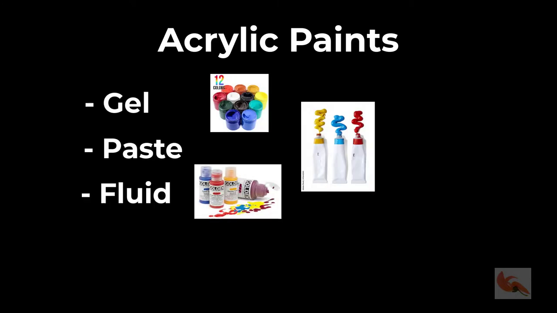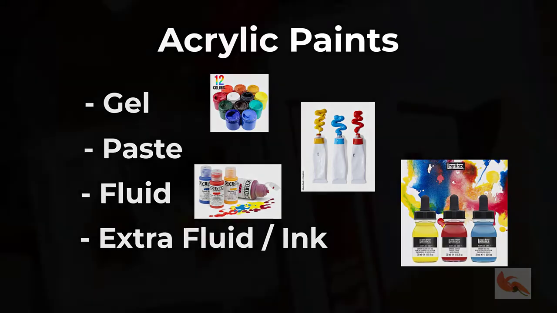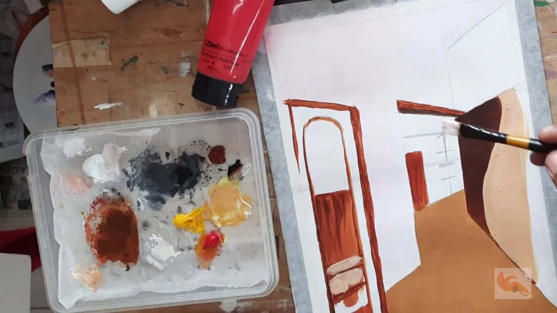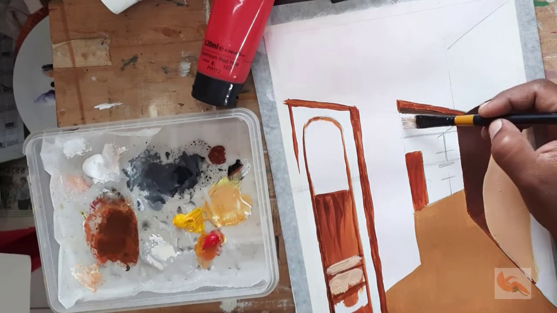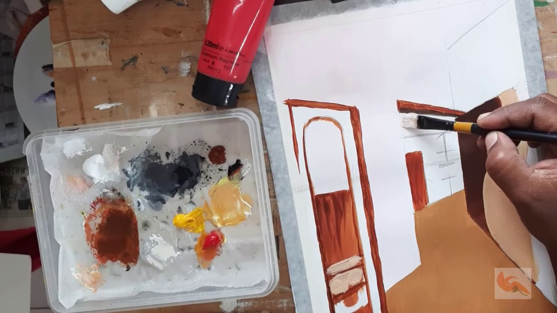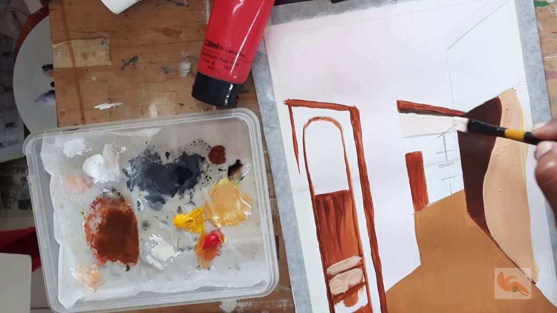The paints are available in gel, paste, fluid and extra fluid viscosities. A thick paint can be thinned down using water, but excess of water will make the paints lose their properties and lose their brightness and shine. To change the viscosity of the paints without affecting the acrylic properties, there are some mediums available.